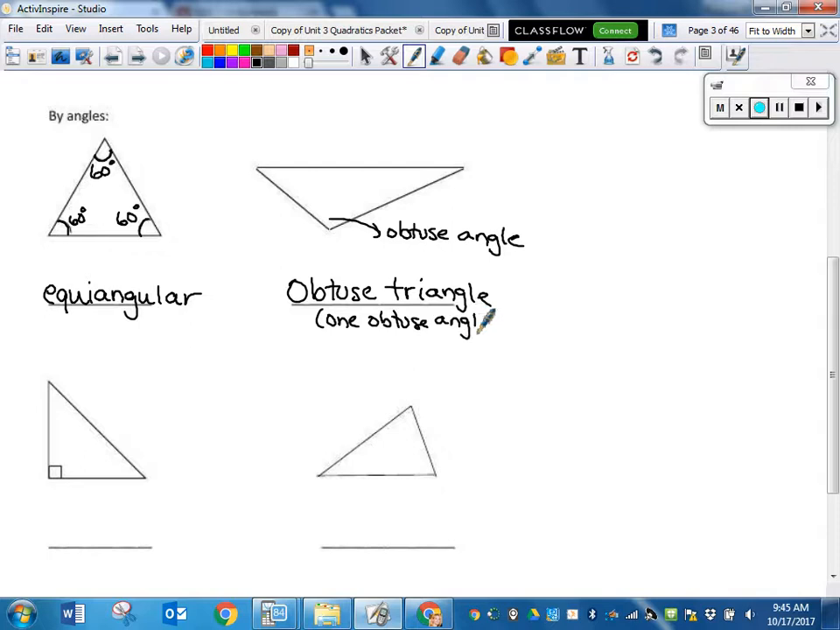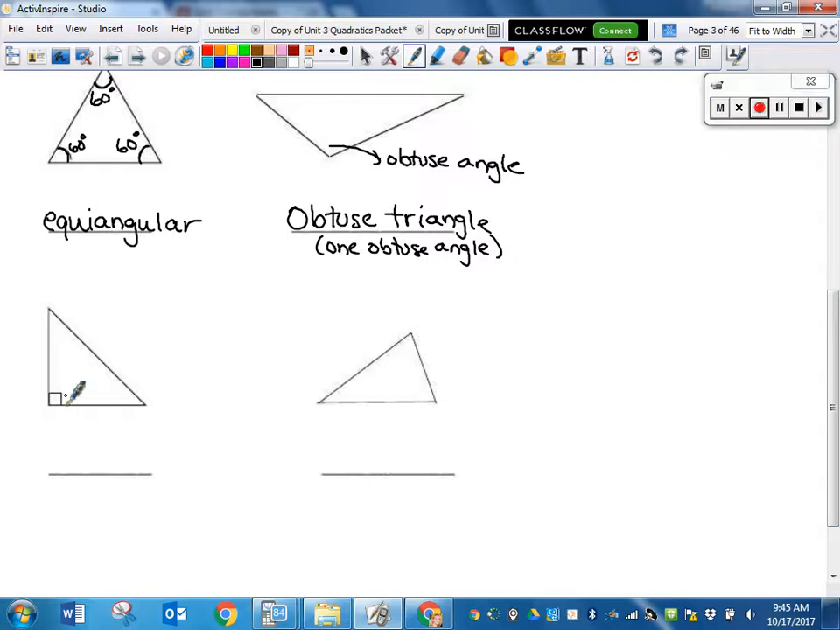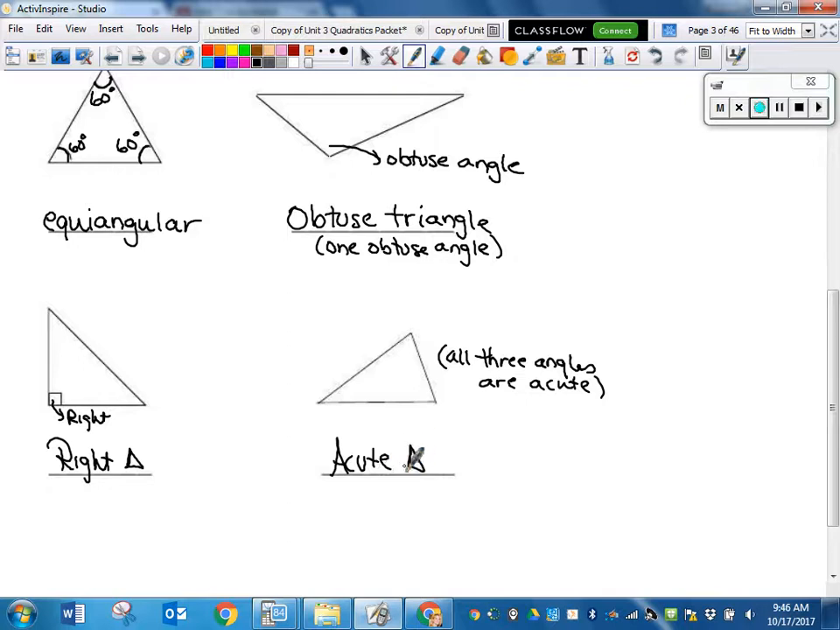Can it have more than one obtuse angle? No, because an obtuse angle is an angle that's over 90, and we know that they have to total 180, although we haven't reviewed that. You've definitely done that in the past. This one has a right angle, which means it's a right triangle. And we are saying that all three angles are acute, which means we would call this, based off the angles, an acute triangle.